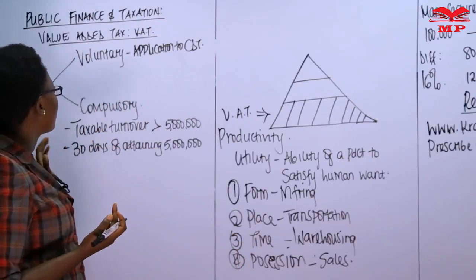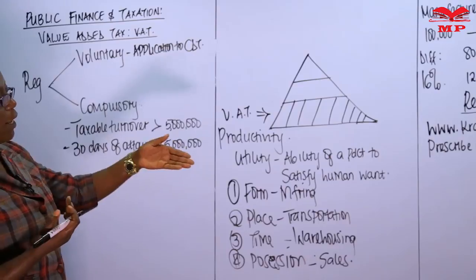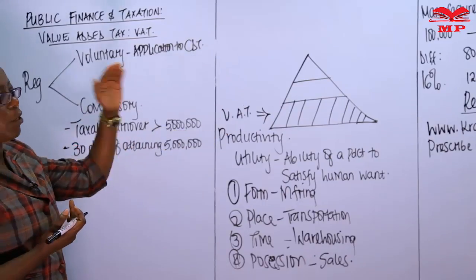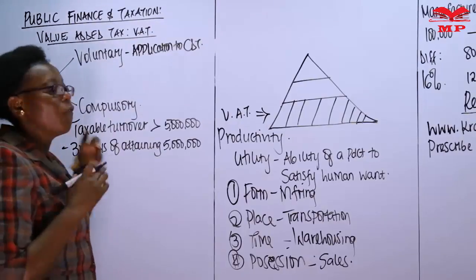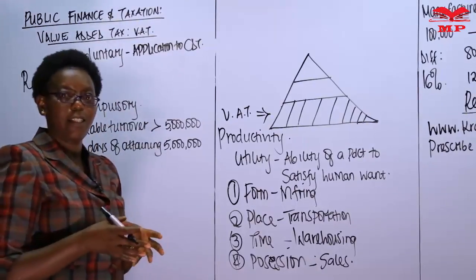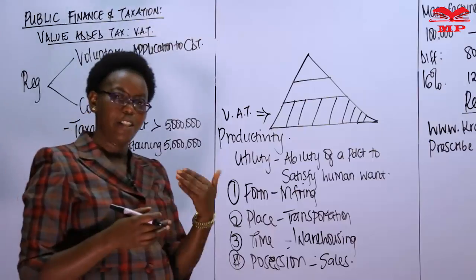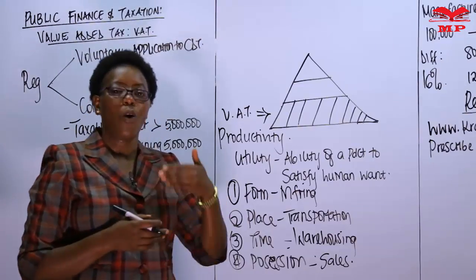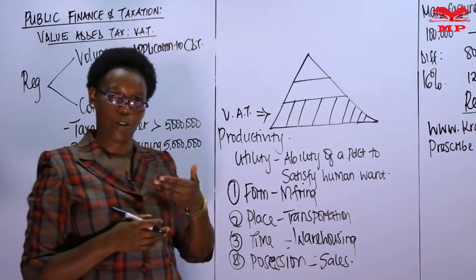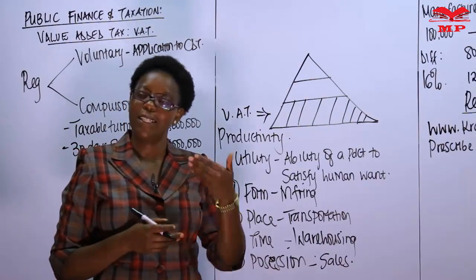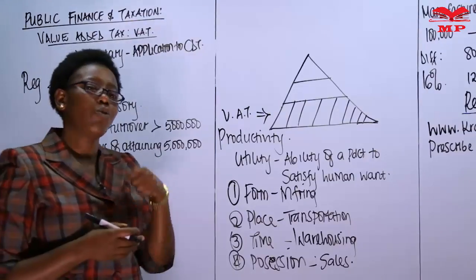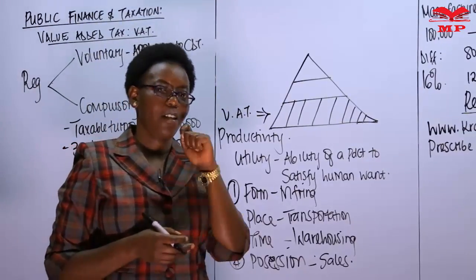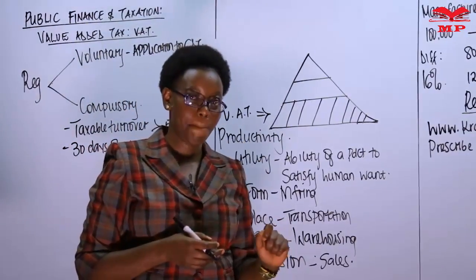Now, the process is, we can go through it again. You go to the KRA portal, you get the prescribed form, and then you fill in the details. Once the commissioner receives your application, the commissioner goes through the application, and once he is satisfied that you ought to be registered, he's going to issue you with a VAT registration certificate.